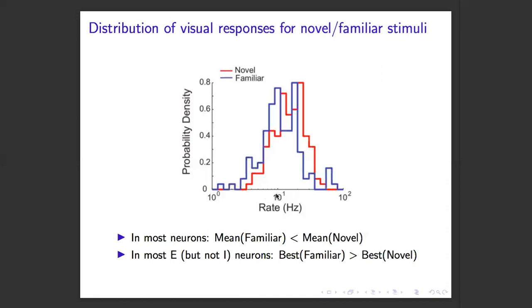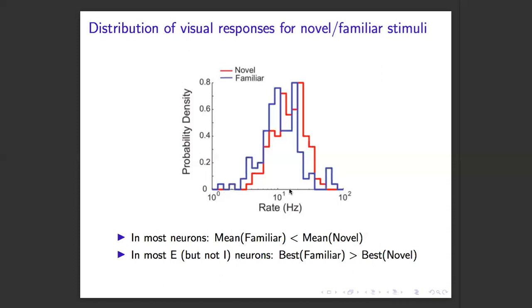And notice that here the rates are plotted on a logarithmic scale. So that shows that these distributions are approximately log normal. And also that shows that basically the firing rates span a large range, from a few hertz to almost 100 hertz, depending on the visual stimulus that's presented.